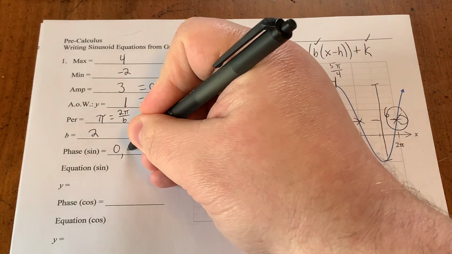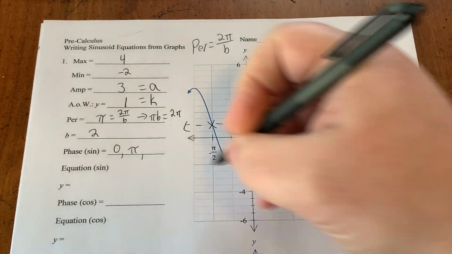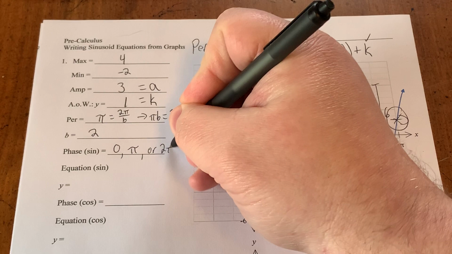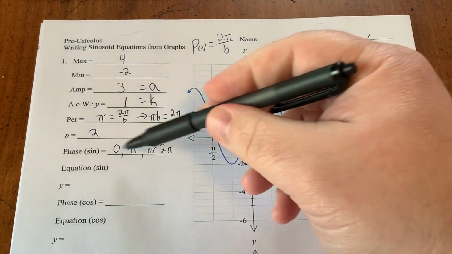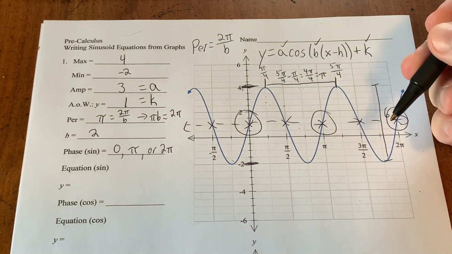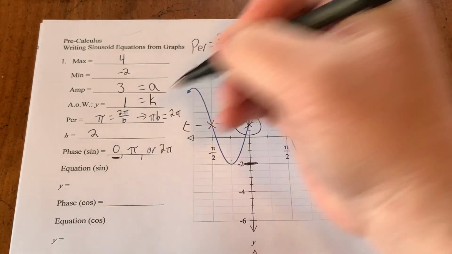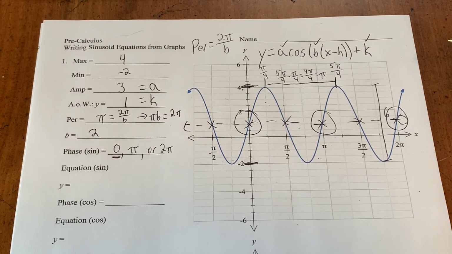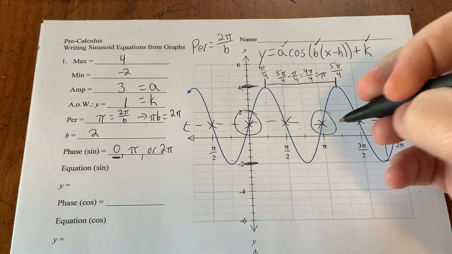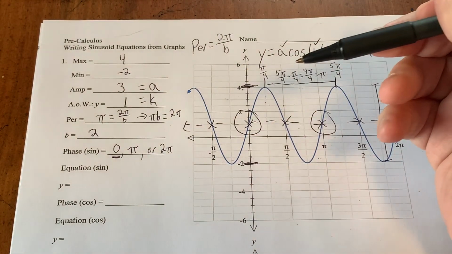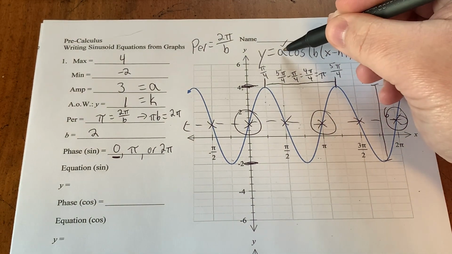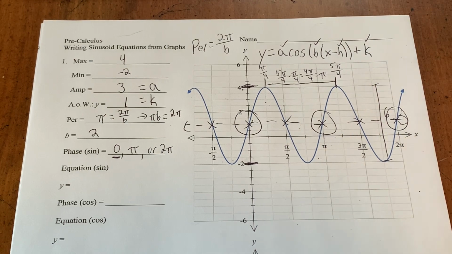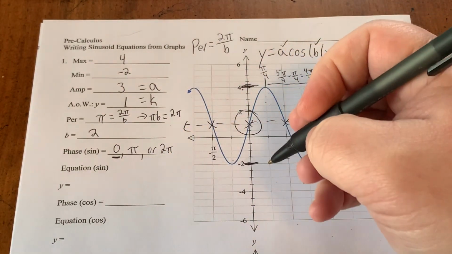The x value here is pi. The x value here is 2 pi. We could do any of these three. But honestly, if you have 0, choose 0. Why choose anything else if you can just have x minus 0, which is just x? So we have 0 as h, we have 2 as b, we have 3 as a, and 1 as k. So we just fill everything in.